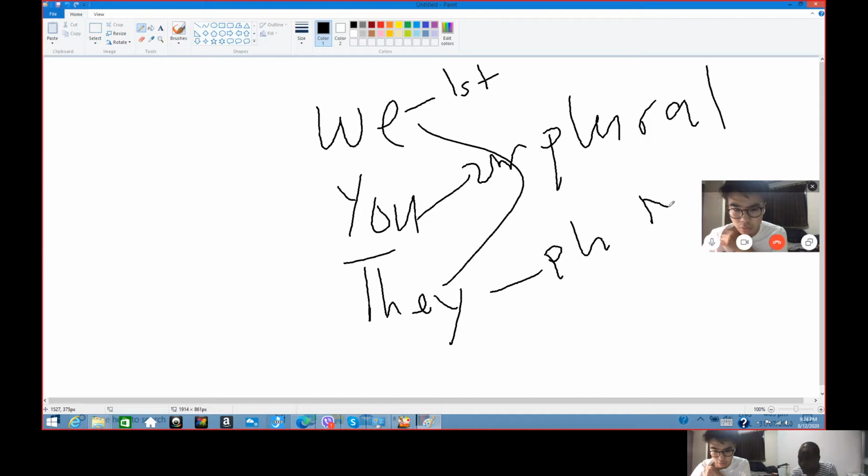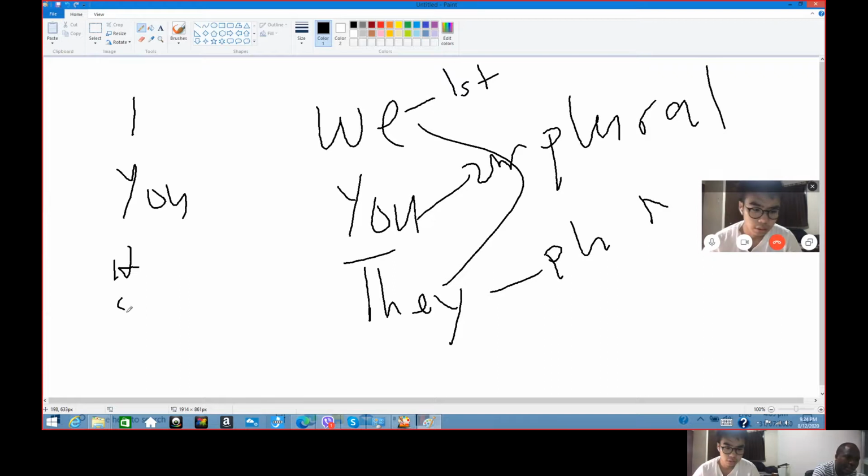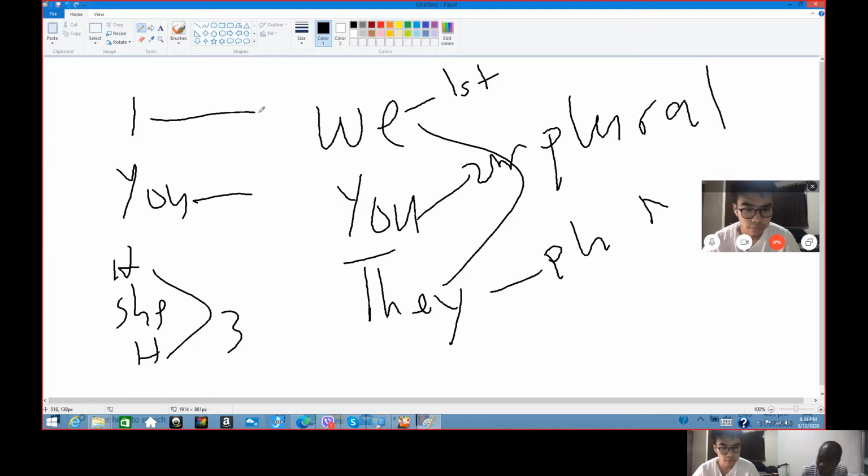Just like we have I, you, and it, she, and he. This is third person singular, second person singular, and first person singular. So we added s to the verb because we are using the verb with a third person singular pronoun. So that's how we add the s.